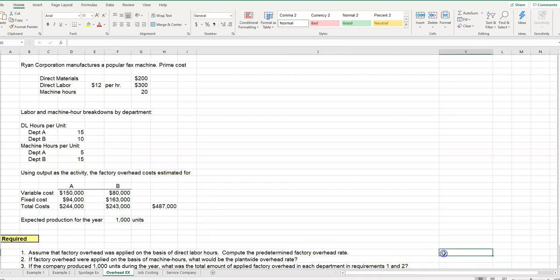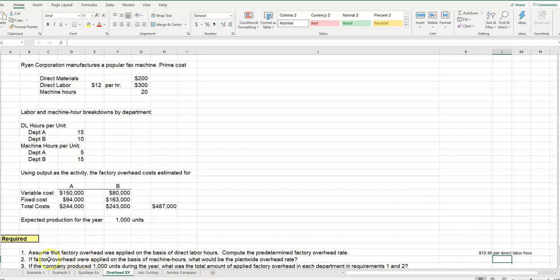So to determine our overhead rate based on direct labor hours, we will take our total overhead costs divided by the total direct labor hours we predict to use for the year for the production of 1,000 units. And we get a rate of $19.48 per direct labor hour.